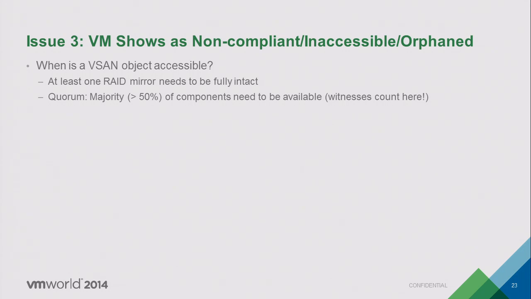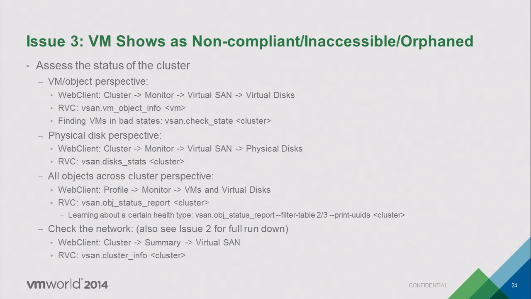What vSAN needs is quorum, which means that the majority of components, majority meaning more than 50% of components, need to be accessible and available right now. And this is where the witnesses come in. If you haven't seen witnesses or you don't quite know what they are, check out Chris's talk yesterday about the architectural deep dive. He showed very nicely how the witnesses are needed, and how that interacts with HA for availability and partition handling and all of that stuff.